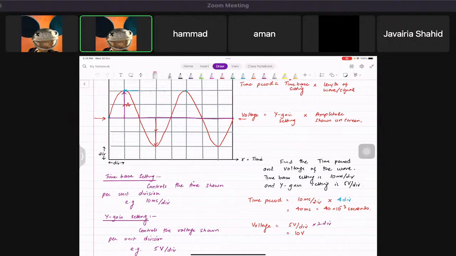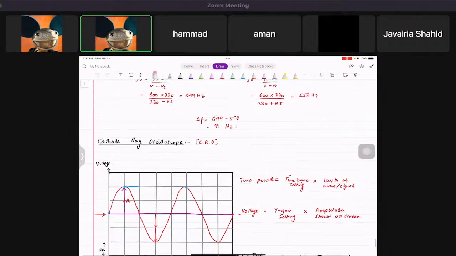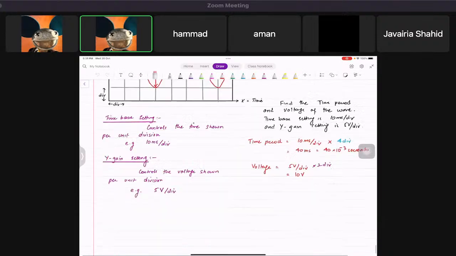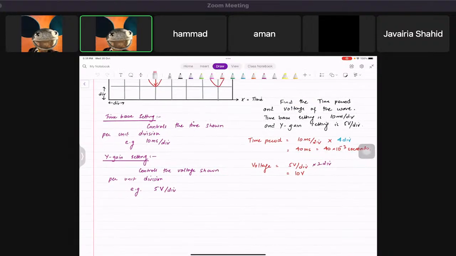Yesterday we did most of the CRO, and I hope you guys understand this. If you have any questions about it, do let me know. Okay. So today we're done with Doppler effect, we're done with CRO. Now today we are going to start with electromagnetic spectrum.